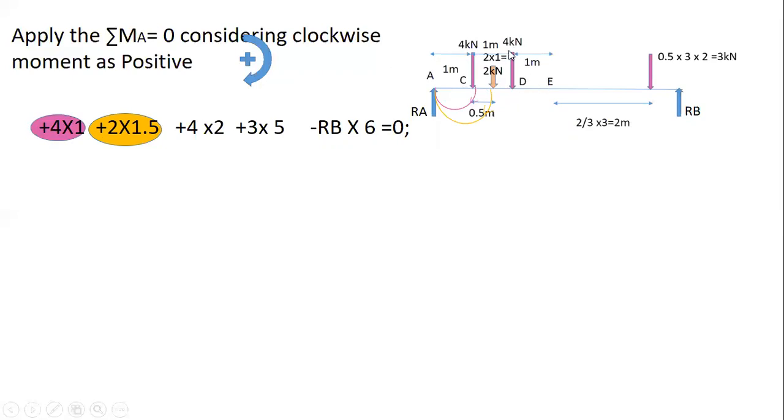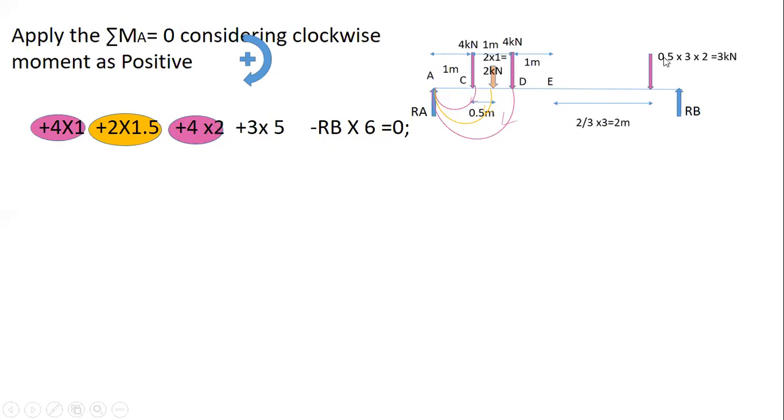Next, this 4 kilonewton force. What is the perpendicular distance? We have to consider the perpendicular distance from the point A. So 1 meter plus 1 meter, so 2 meter is the perpendicular distance. So 4 into 2. Again, this point load will try to rotate the object. If you fix the point A, this beam will be rotated in the clockwise direction about point A. So magnitude is 4, perpendicular distance is 2. It is creating the clockwise moment, so plus 4 into 2.